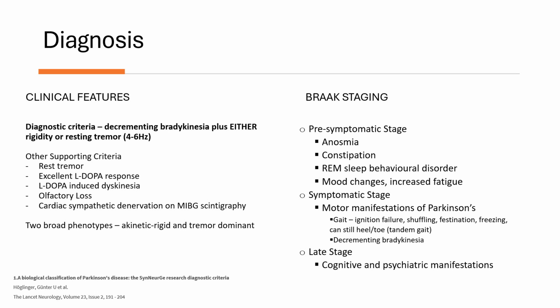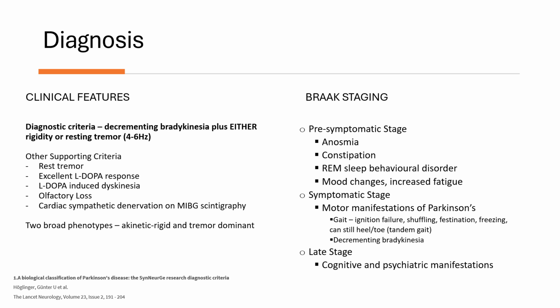In all of the alpha synucleinopathies, 10 to 20 years before the onset of motor symptoms, people often get olfactory loss, so loss of sense of smell, anosmia. They can get REM sleep behavioural disorder, and also constipation.